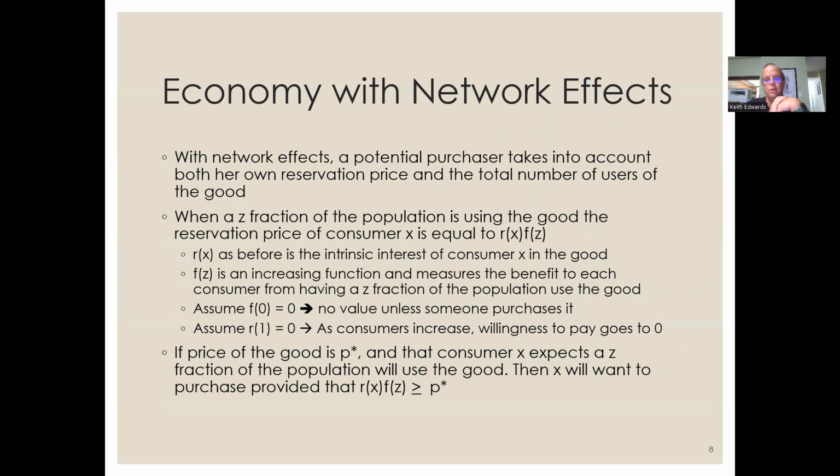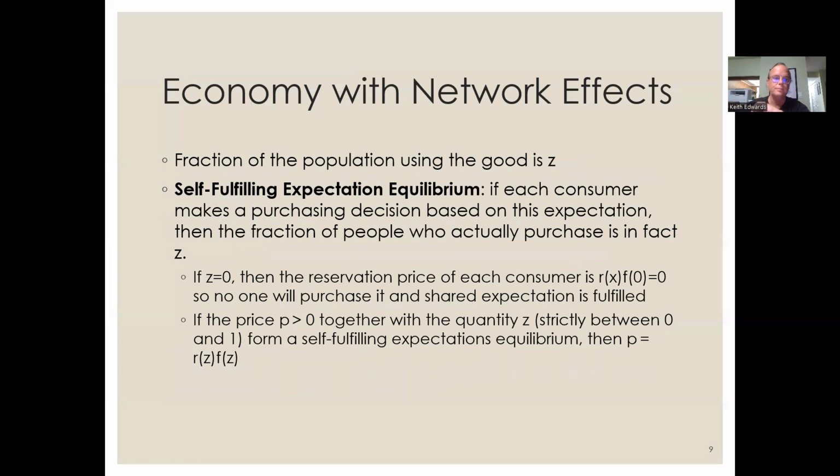If the price of the good is P star and consumer X expects a Z fraction of the population will use the good, then X will want to purchase provided that R of X times F of Z is greater than P star. So the fraction of the population using the good is Z, and then it's a self-fulfilling expectation equilibrium. If each consumer makes a purchasing decision based on the expectation, then the fraction of people who actually purchase is in fact Z. If Z is equal to 0, then the reservation price for each consumer is R of X times F of 0, which we defined as 0. So no one's going to purchase it, and that shared expectation is fulfilled.